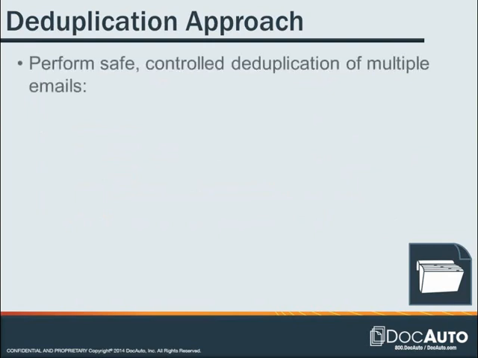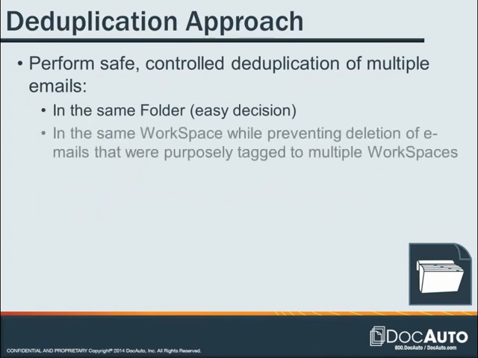So let's talk about the deduplication approach. Again, what you want to do is do safe, controlled deduplication. Multiple emails in the same folder is the sort of easy, what we call the no-brainer way of doing it, right? Why would you possibly want multiple instances of the exact same message in the exact same folder? I don't know. There might be a reason. If you do, we could probably filter them out that way, but in general, in theory, I don't think there is a reason why you would possibly want that.